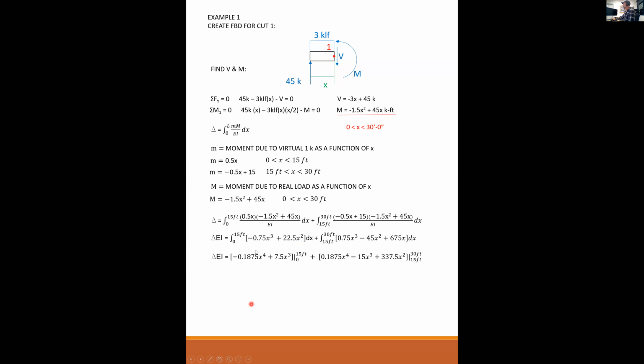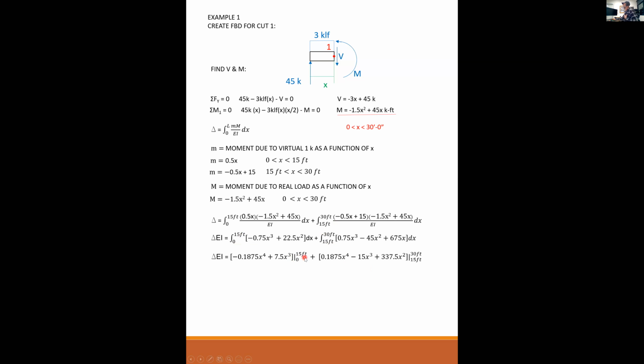When you do the integration, you get x to the fourth plus x cubed, and x to the fourth plus x cubed. Remember, there is no constant of integration with this method because we are integrating over a definite interval. We know where we're going from 0 to 15, 15 to 30. So there's no constant necessary in here.